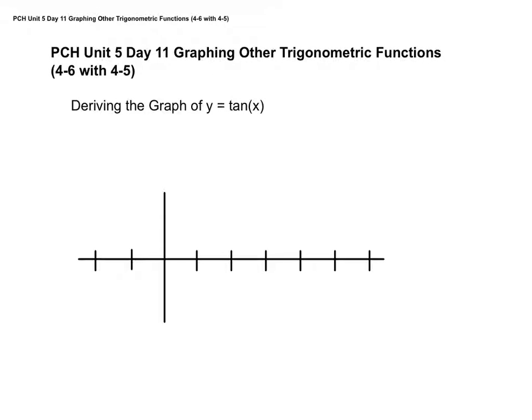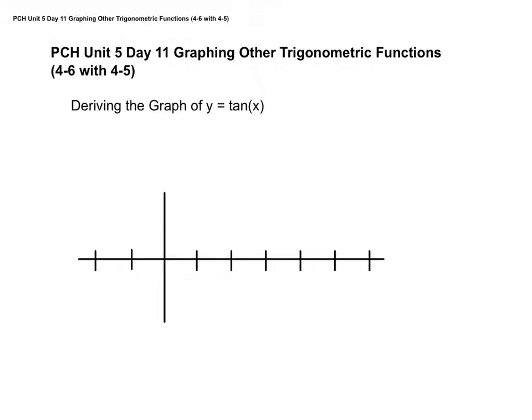All right, so today I want to start by looking at the graph of tangent, and I also have included a space where we can graph cosecant, cotangent, secant, but we're going to use the unit circle to actually help us do this, okay? So we're going to derive the graph of tangent of x here, all right?